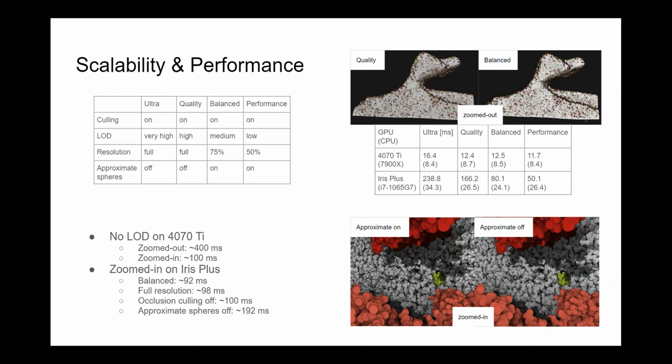Now we can look at some individual settings. So the resolution and occlusion culling give us about a 5 to 10% improvement, and the approximate sphere flag can actually give us a 2x improvement. I think that's mostly because we're not writing to gl_FragDepth, which seems to be very expensive on that GPU.